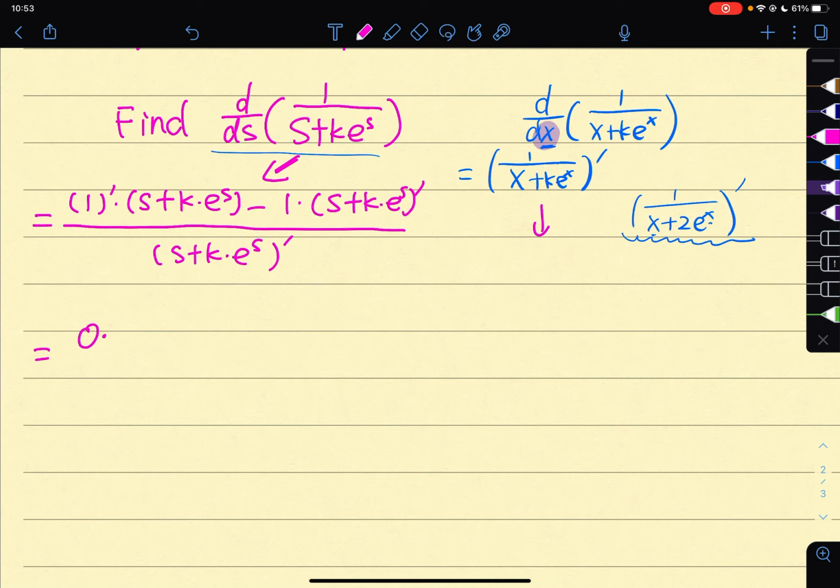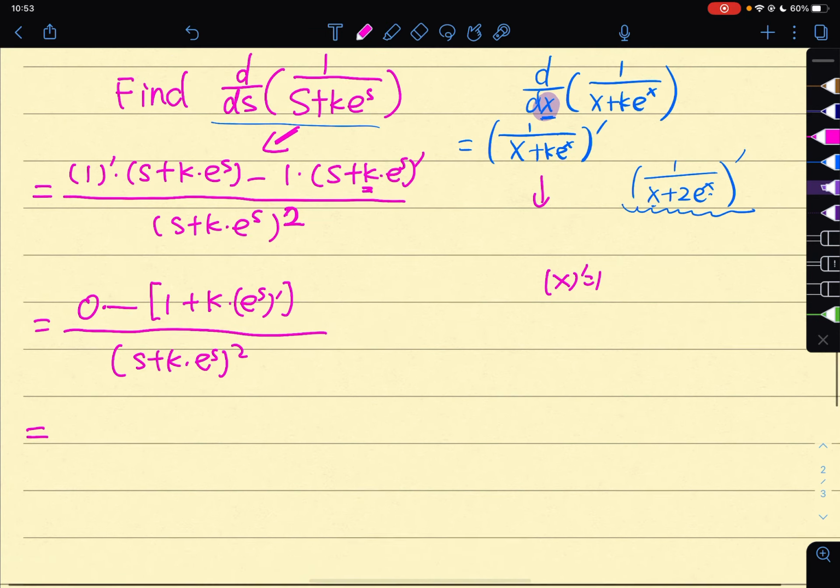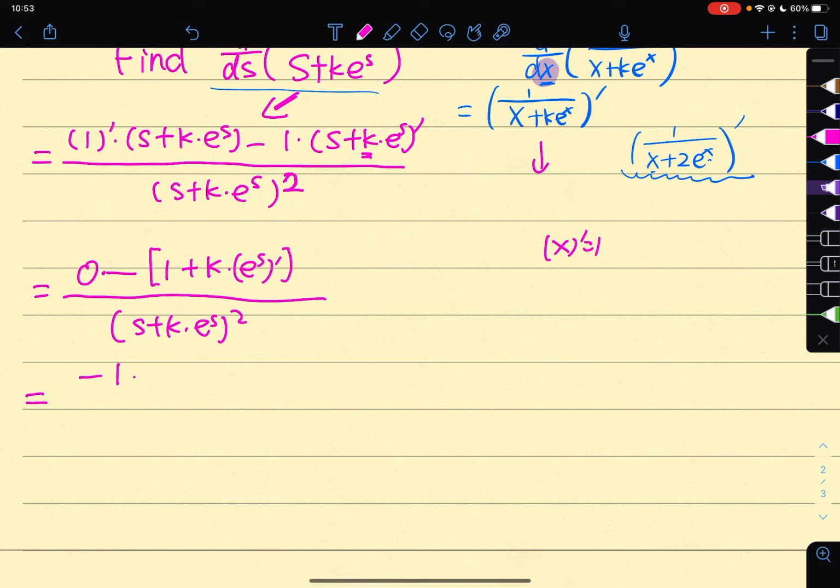The derivative of a constant times the rest part, I don't really need to write it anymore, and then minus 1 times the derivative of s is 1, just like the derivative of x is 1, right? It's a constant times something, so I can leave the constant out and take the derivative of what's left. I'm so sorry, it's squared here. So s plus k times e to the s, squared. So what I end up with is negative 1 minus k, the derivative of e to the s is itself. And then I have s plus k e to the s, squared.